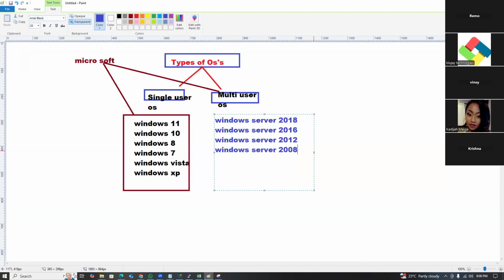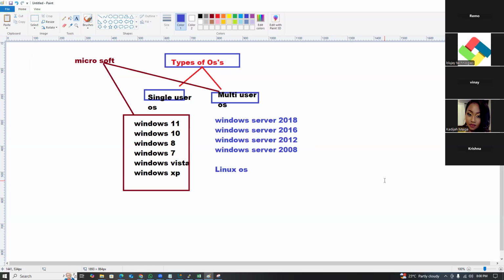We can connect multiple people at a time, so it's a multi-user multitasking operating system. What is that, guys? For example, Linux OS is popular as a multi-user operating system. Guys, understood? Tell me, what is Linux? Linux is an OS, and it is a multi-user operating system.